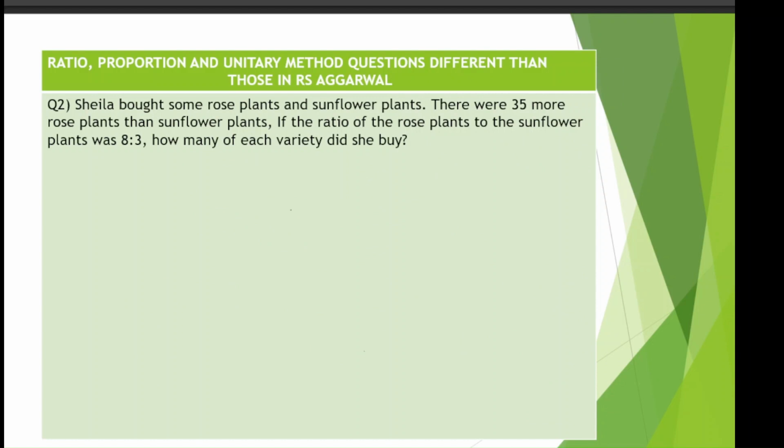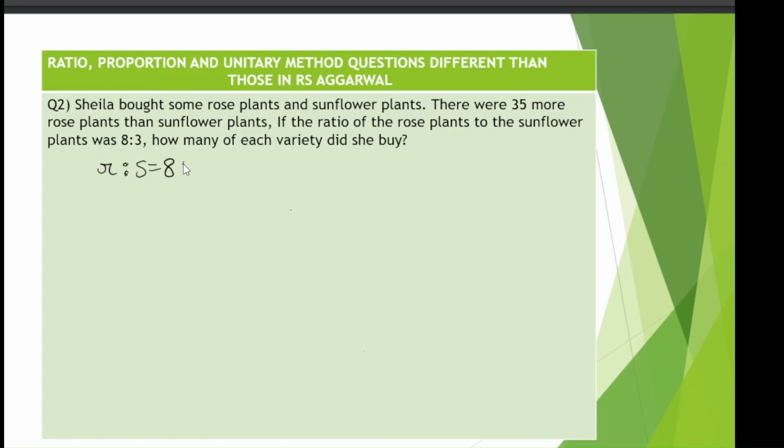Let's start with question number 2. Question number 2 says, Sheila bought some rose plants and sunflower plants. There were 35 more rose plants than sunflower plants. If the ratio of the rose plants to the sunflower plants was 8 is to 3, how many of each variety did she buy?